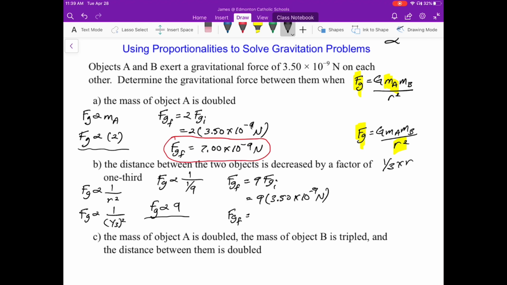Oh, you know what? I forgot to multiply that out. So let me do that right. 9 times 3.5 times 10 to the negative 9, and you get 3.15 times 10 to the negative 8. All right.